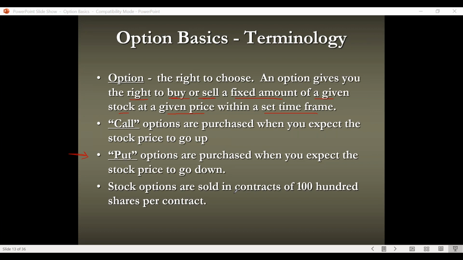Stock options are sold in contracts of 100 shares per contract. So each contract, remember in that real estate example, that'd be that piece of paper. So if I buy one contract of a call option, it controls 100 shares of the stock. Now, it doesn't mean it's going to cost the same as 100 shares of the stock. It will control 100 shares of the stock. If I want to buy two contracts, I'll control 200 shares of the stock.